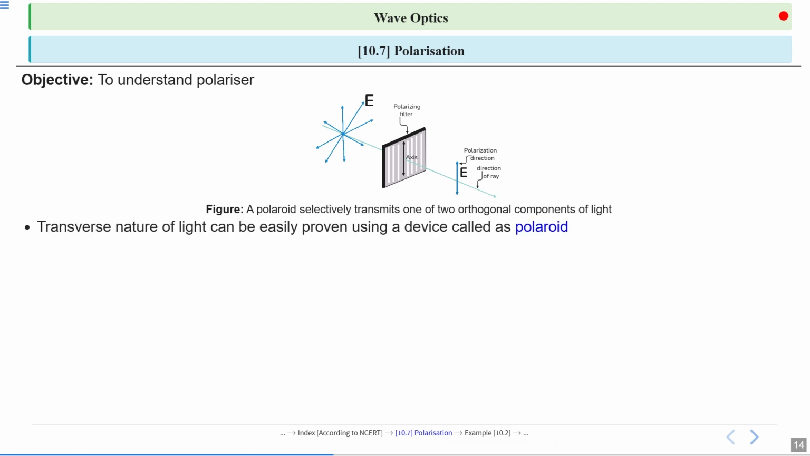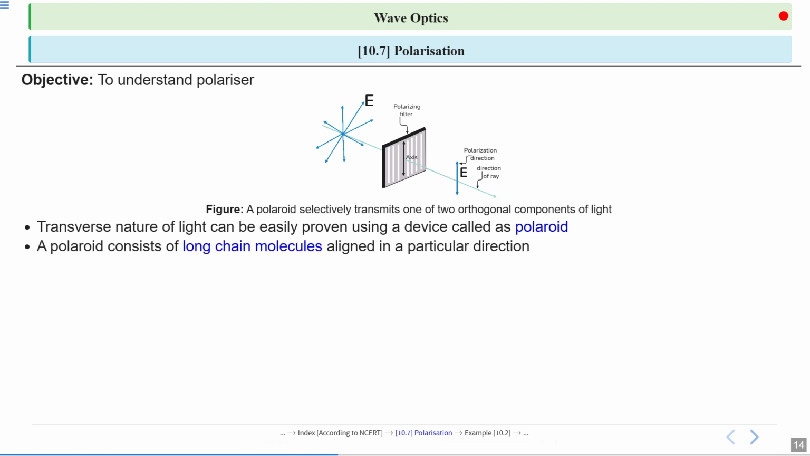So let's examine the transverse nature of light. A Polaroid is a device that can demonstrate this property. It's important to note that light waves are transverse, meaning their oscillations are perpendicular to the direction of propagation. This characteristic is what allows Polaroids to function effectively.